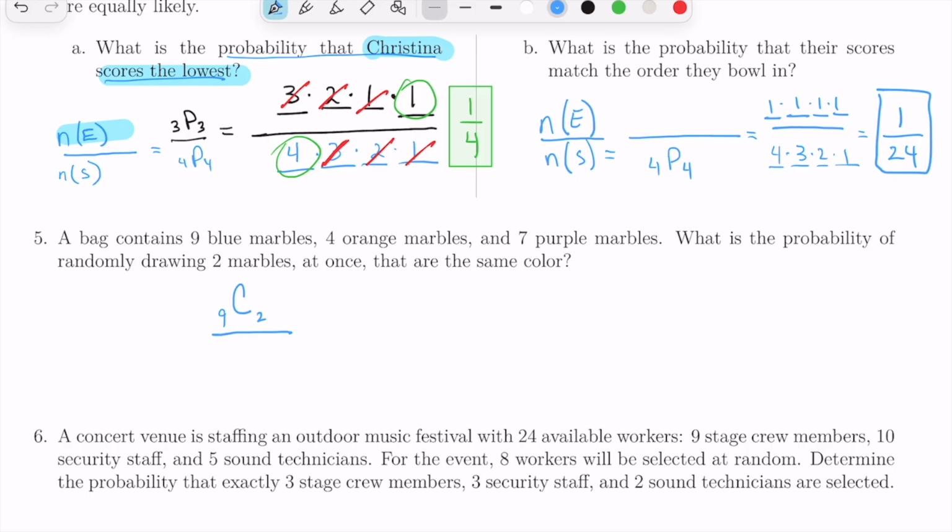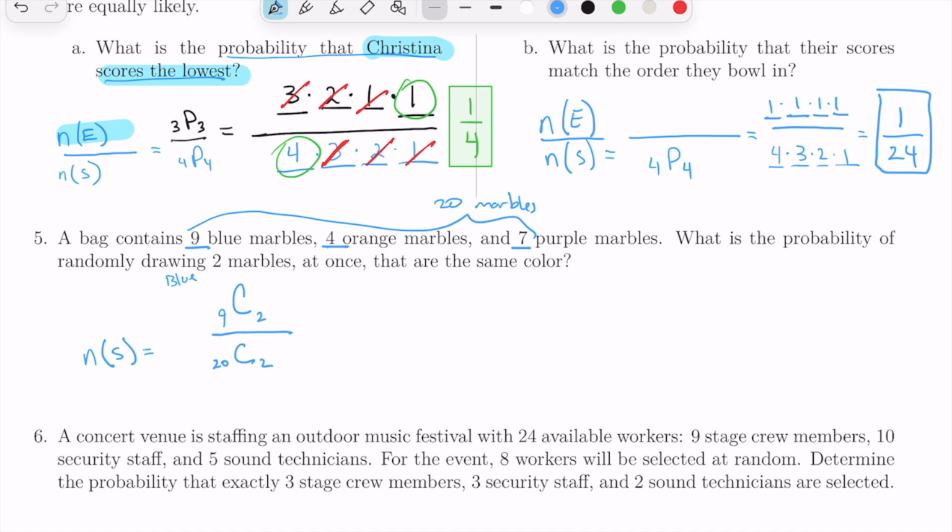This is the blues. Now let's look at the total number of items in our whole sample space. When we look at this, I see there's 9 blues, 4 orange, 7 purple. That's a total of 20 marbles. So there's 20 marbles to choose from this bag, and we're going to pick out 2 of them. That's where we say 20C2. Notice they're chosen at once, which means the order doesn't matter because we're just taking them out like a handful of marbles. It's just a handful of things. And this is the probability of choosing blue marbles.